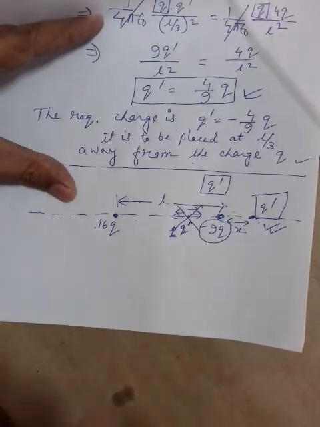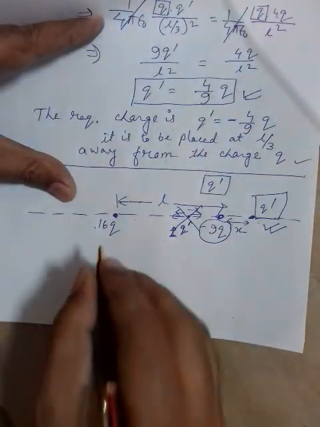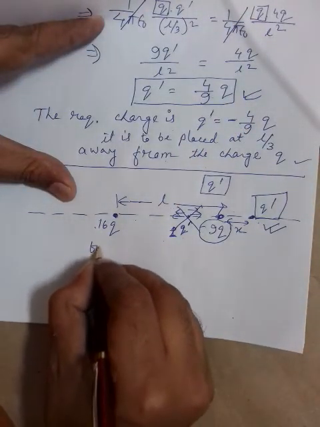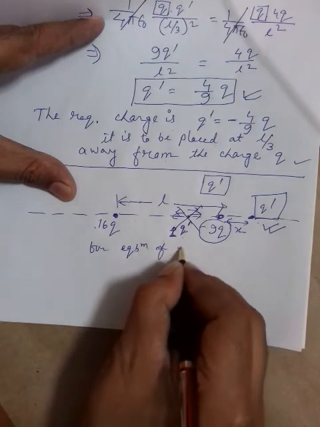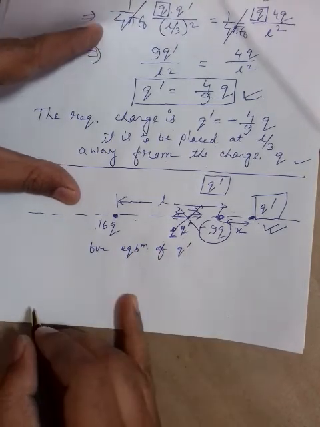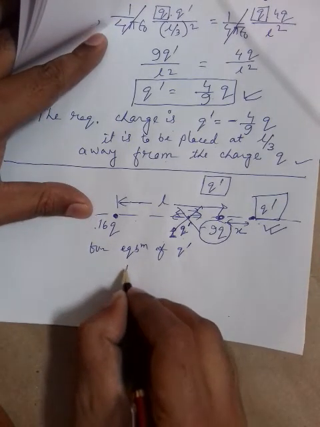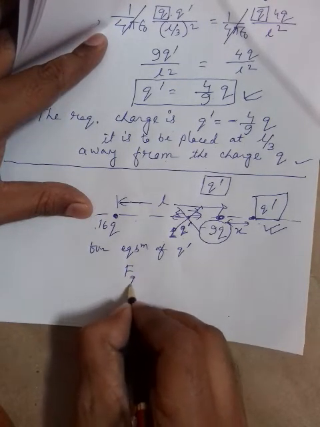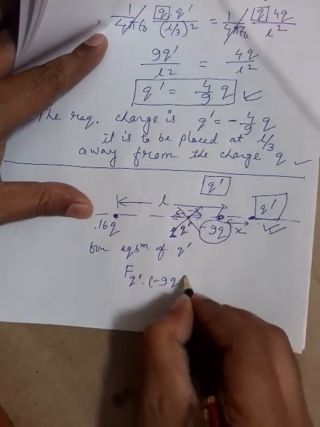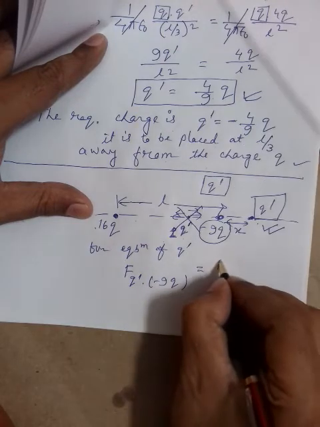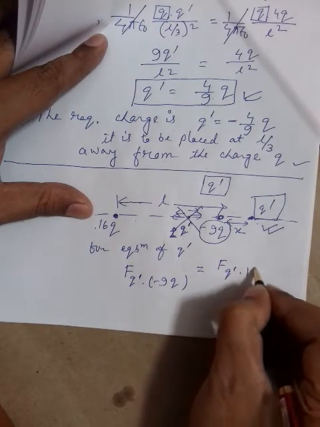Okay, how to do? Just two steps, mathematically only two steps. That is why the whole idea was explained in the first one. So the first step is for equilibrium of q dash. First of all, we should look at the equilibrium of q dash. How? Force acting on q dash because of minus 9q should be equal to force acting on q dash because of 16q.